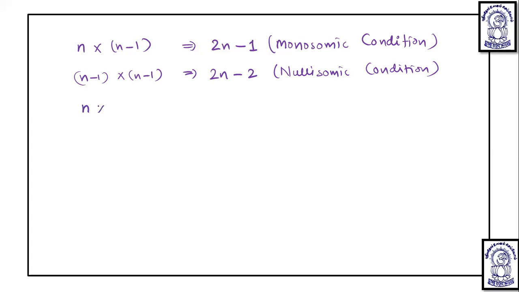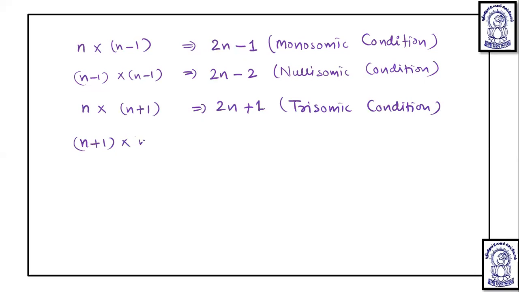In the same way, if n fuses with n plus 1, then it is going to be 2n plus 1, and one chromosome is increased. So in place of 6, there will be 7 chromosomes. And in place of 46 in humans, 47 chromosomes will be there. This condition is known as the trisomic condition. And if n plus 1 fuses with n plus 1, then it is going to be 2n plus 2.